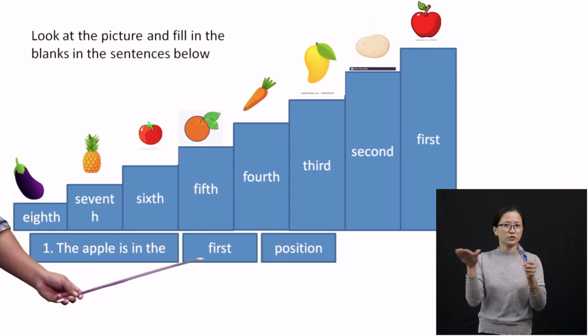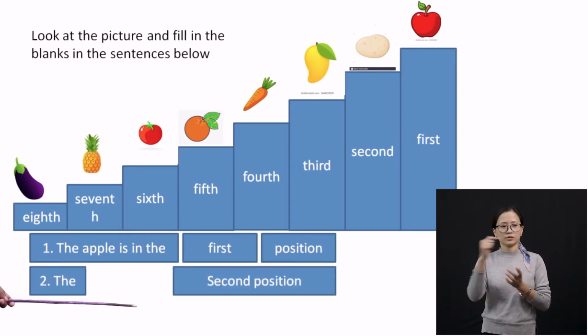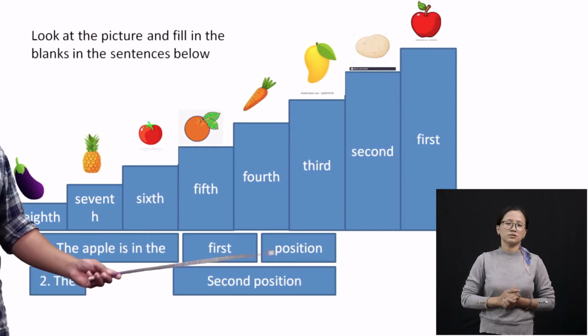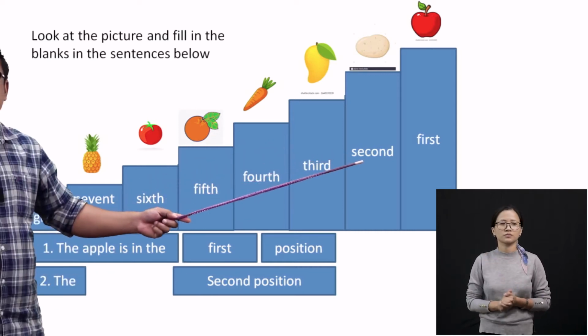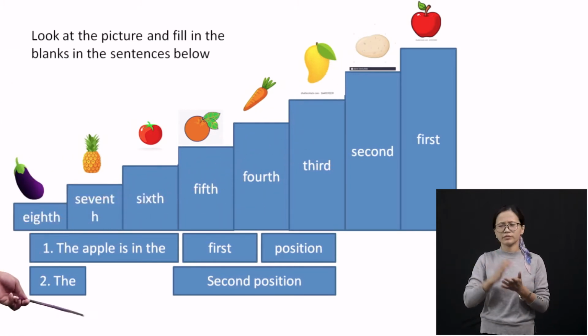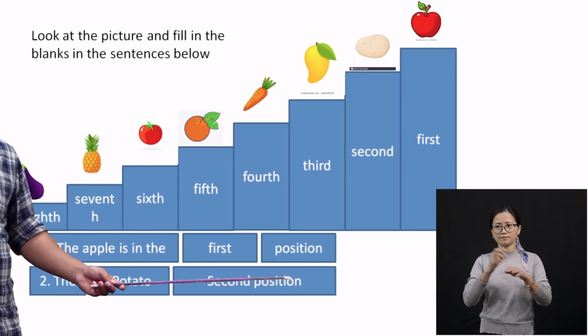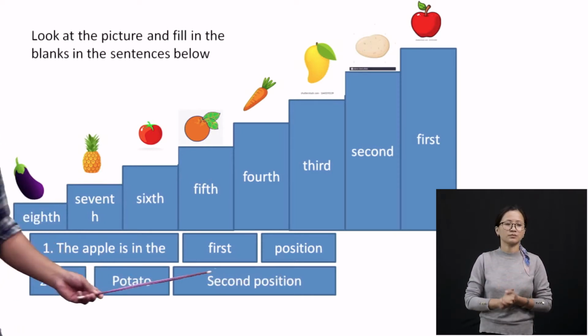Okay, children? The next question is, the dash second position. All right? Now, if you look at the second position, you can see potato, right? So we will write the potato is in the second position, okay? There's been a slight error here.